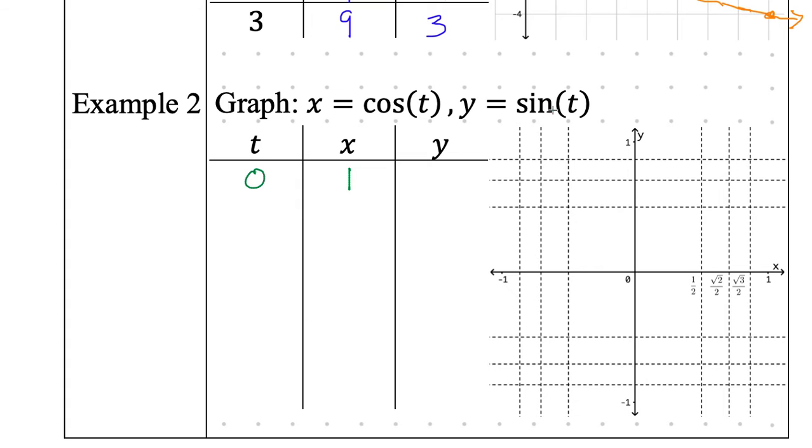Let's talk about sine of 0. Again, my arm is out to the right because my angle is 0. Sine is talking about the y coordinate. I haven't moved up or down, so my y coordinate is 0. So, 1 comma 0. Let's graph this at the same time. 1 comma 0 is right here. I wonder what's going to happen here.